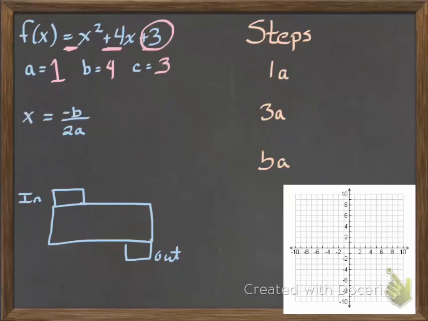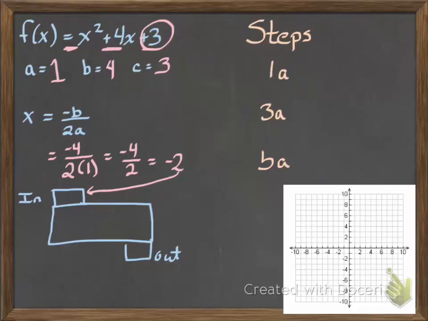So in our problem, our b is 4, so negative 4 divided by 2 times my a, which is 1. So negative 4 divided by 2, which is negative 2. That is going to be our input in order for us to find our y. And our y is when we plug that negative 2 into our function and come up with the output.